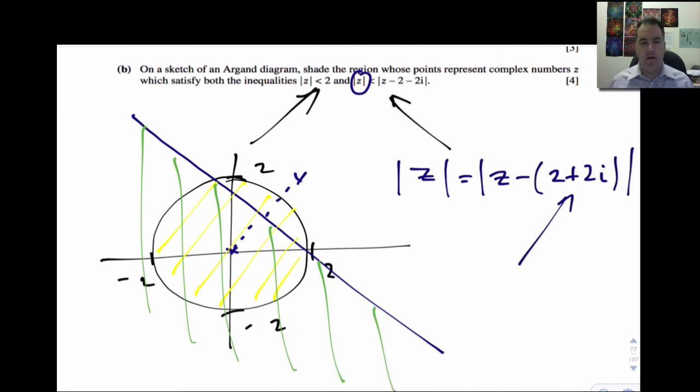So now finally we ask ourselves, what are the set of points that satisfy both of those inequalities? What's the intersection of those two areas? Hopefully you can see that we're talking about the points this side of the line and inside the circle. So everything in there are the points that satisfy both of those inequalities.